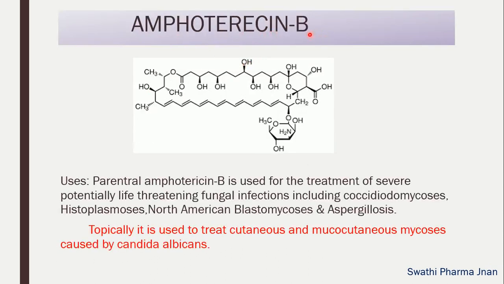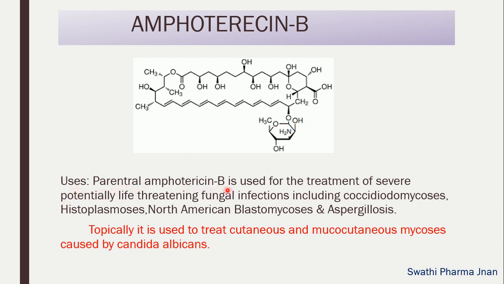Next is amphotericin B. Here also, remember how many crowns are there, how many downs are there, and where all the double bonds are attached to these crowns and downs. There is a six-membered ring containing oxygen, and to this various substituents are attached. It is a parenteral drug.